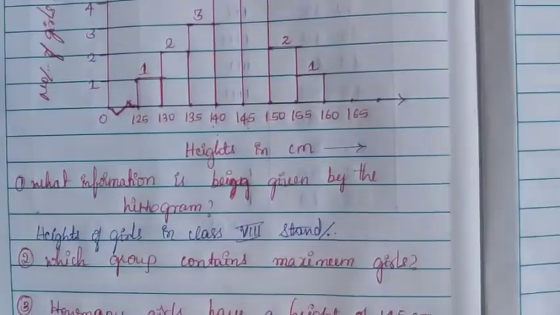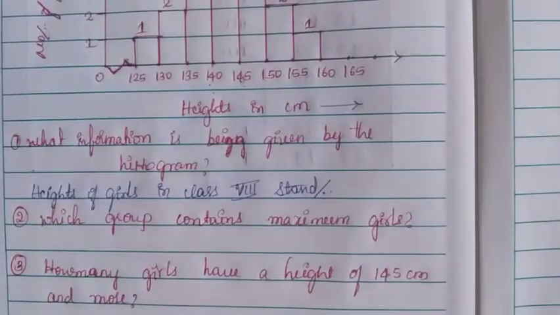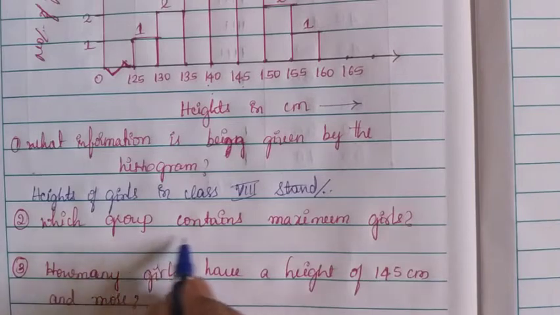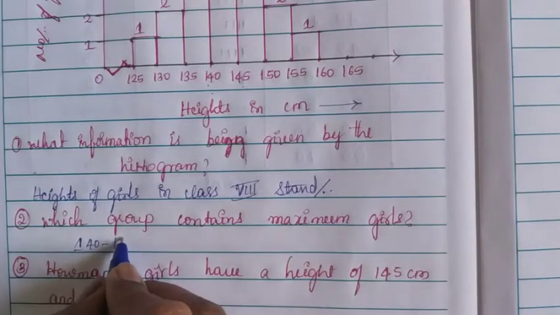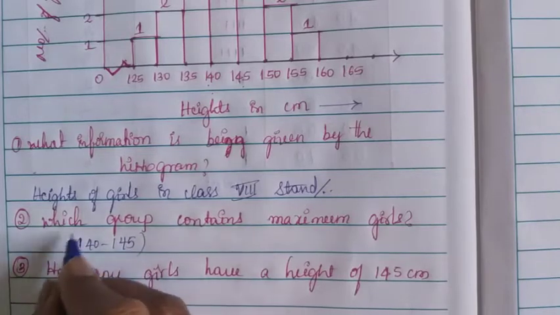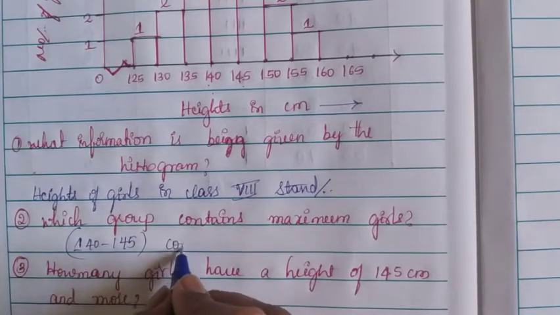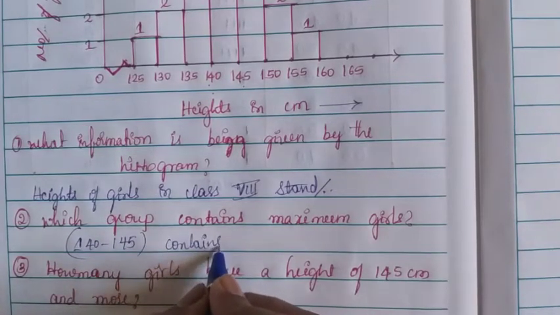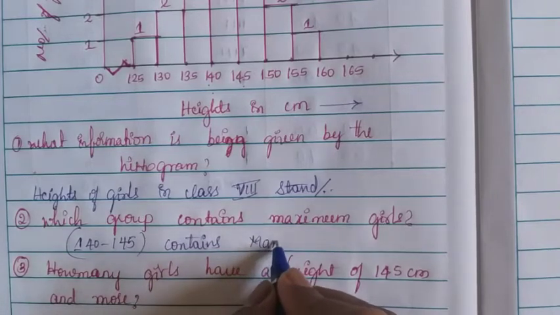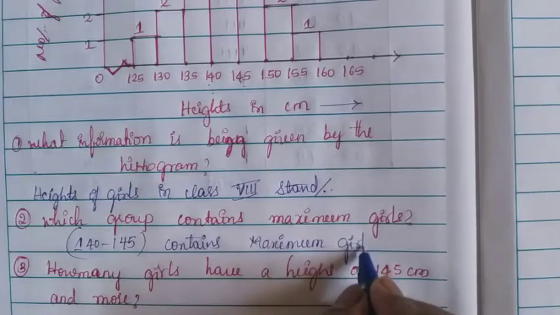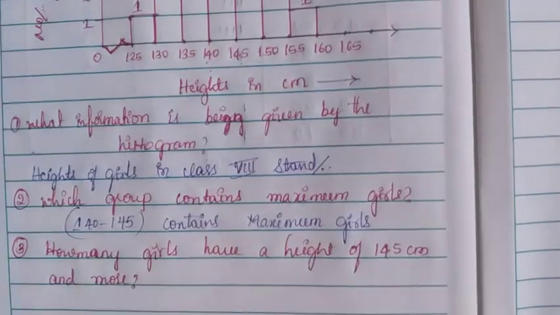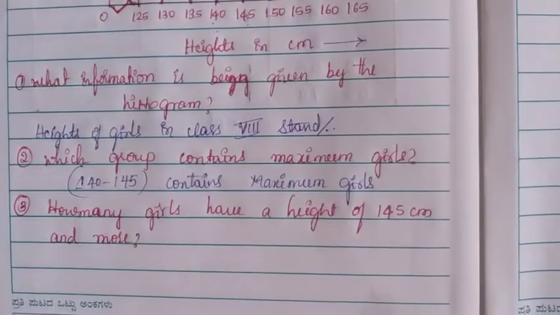And the answer for this question, which group contains the maximum girls, is the group 140 to 145. 140 to 145 contains maximum girls.